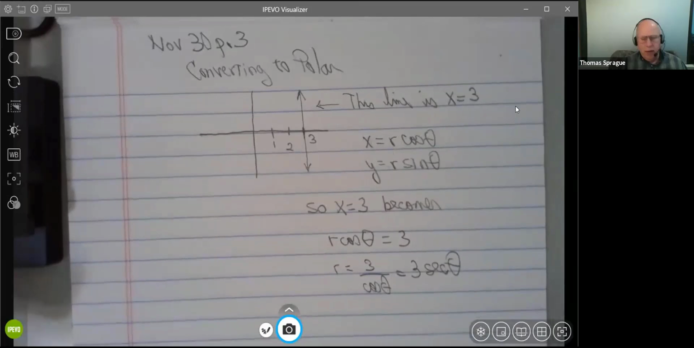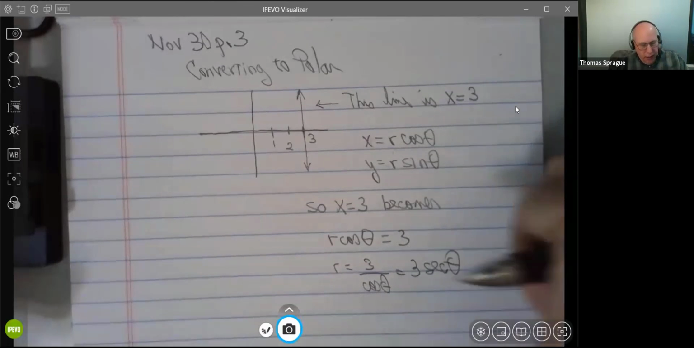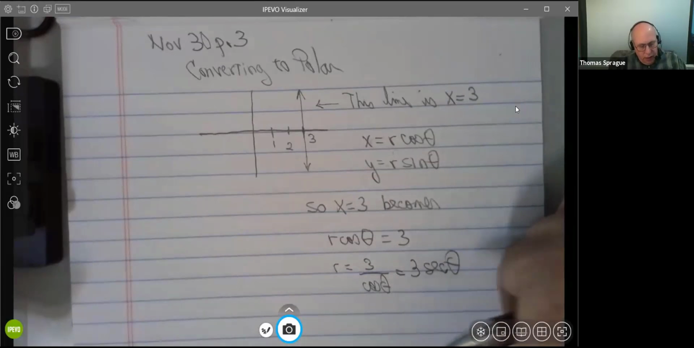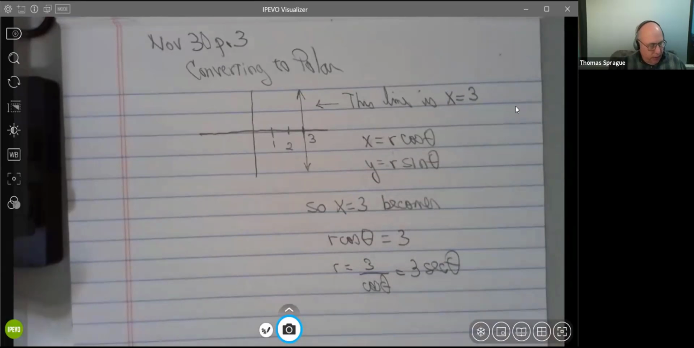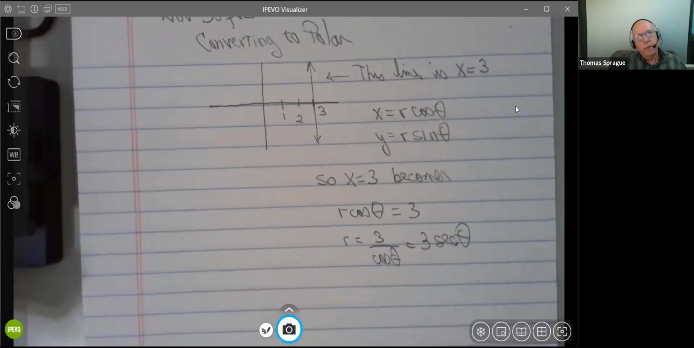The other way around is not so simple. If you have just anything in rectangular, it's not necessarily the case that you can find an easy way to convert to polar. I said that wrong. If you start with polar, it's not always easy to get back to rectangular.